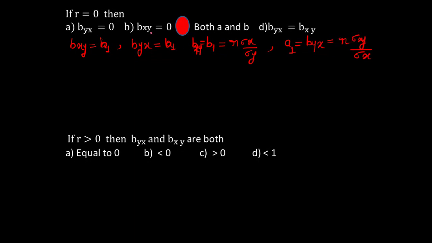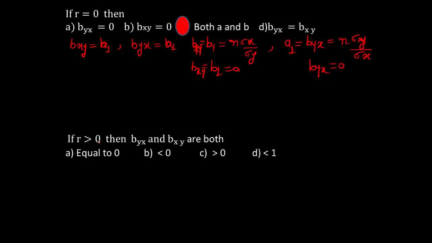If you look at the formula, what is given here? R is given. Even if I don't know the values of sigma x and sigma y, if I put r as 0, what will I get? I will get b1 as 0, which means bxy is 0, and at the same time, if I put r as 0, byx is also 0. So out of the given options, both bxy as well as byx have to be 0. So the correct option is both a and b. It won't be possible that any one of them is 0. Once r is 0, both of them must be 0. Okay, now let's have the next one.